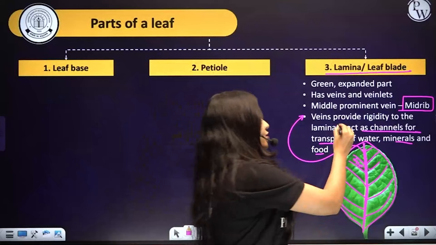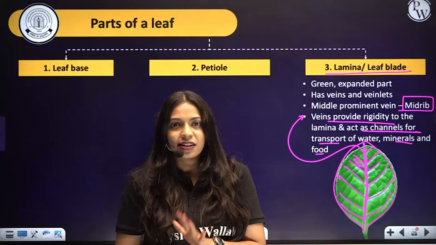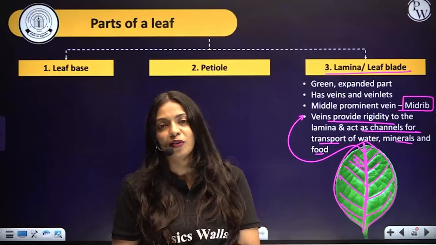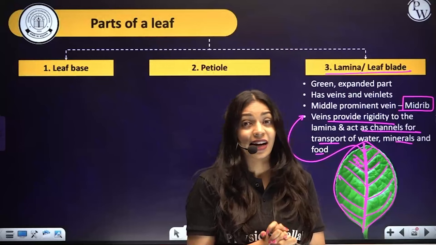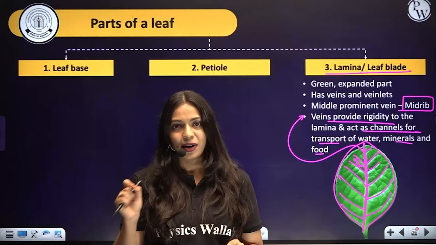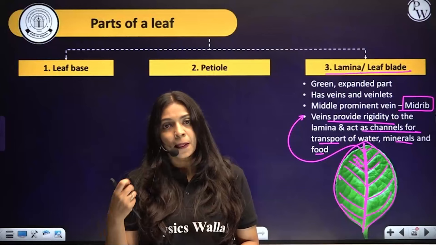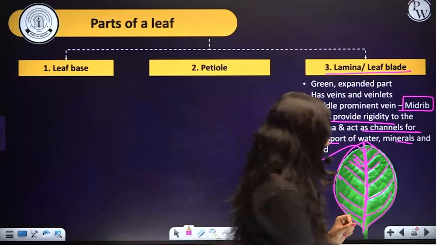Veins provide rigidity. Yeah, they kind of provide a structure for the lamina. The reason it is able to provide rigidity is because it will contain some dead cells that are known to provide mechanical support. More about that, you will learn in the upcoming chapter, which is called Anatomy of Flowering Plants. The reason it provides rigidity is because there you have xylem and phloem. There you will find some dead cells like sclerenchyma tissue. So that will help provide structure and support to the leaves. I hope that is clear now.